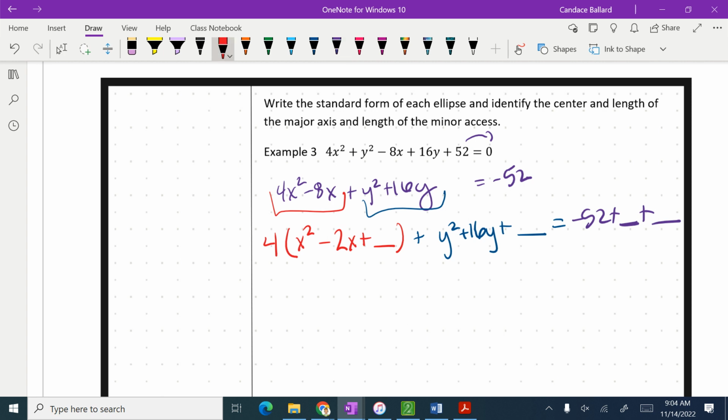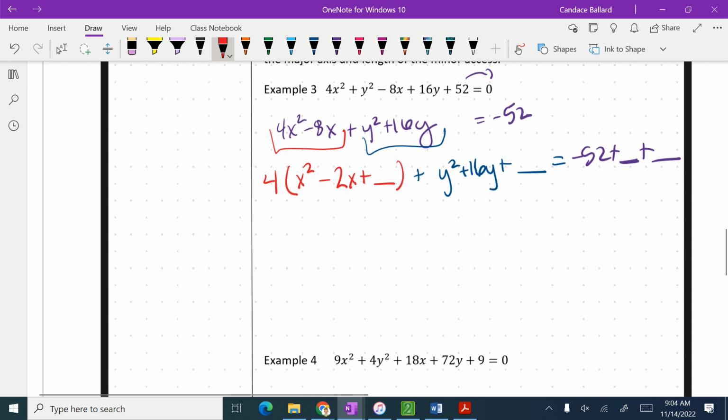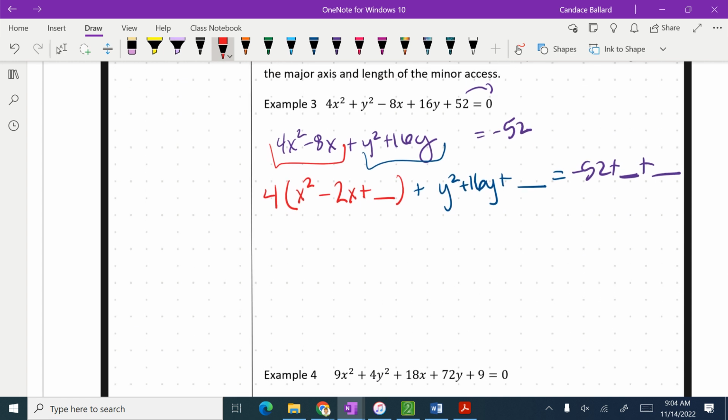Okay. I'm going to set up my cheating factoring. It's going to look a little different, okay? If I have a coefficient in front here, I have to drop that down. So it's going to be 4 something squared plus y something squared equals something. Don't know what that number is yet, but we'll get there.